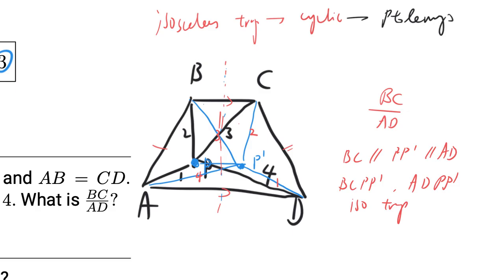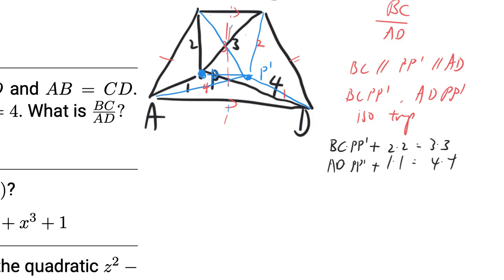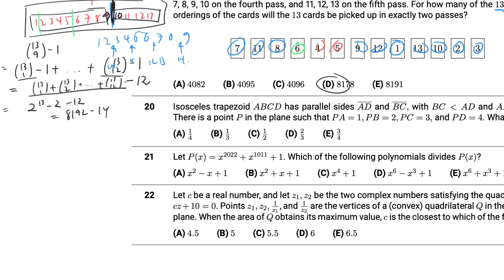And that turns out to be very powerful in this problem because we have BC times PP prime plus 2 times 2 is equal to 3 times 3. While on the other hand, we have AD times PP prime plus 1 times 1 is equal to 4 times 4. And we want BC over AD. So after we move these to the other hand, so we have 5 and 15, we can just divide, and we have that BC over AD is 1 over 3. So the answer is B.